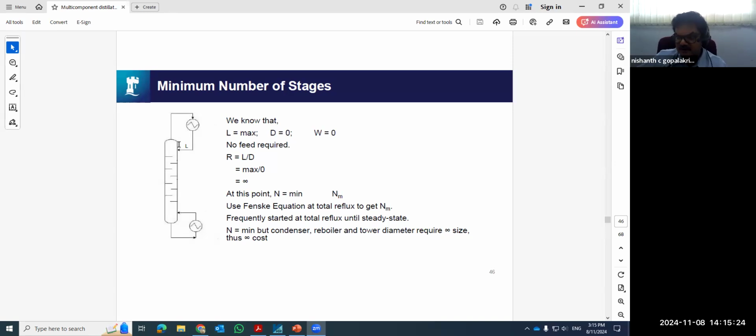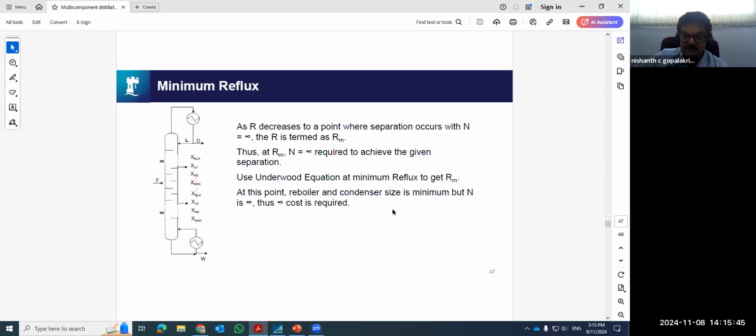So this is not really for doing a practical distillation column. The only purpose we are estimating the minimum number of stages is because we want to get a theoretical limit. What's the absolute minimum number for us to get the separation done? Now, in order to get the minimum number of stages, we use an equation called the Fenske equation.